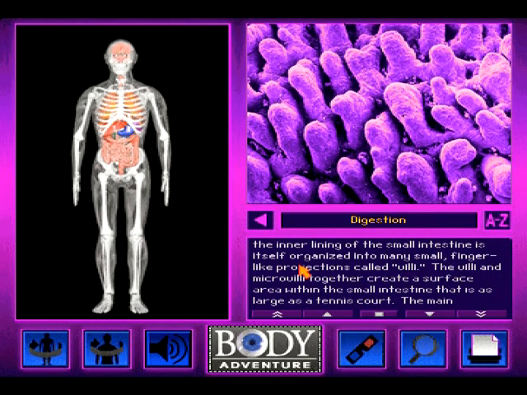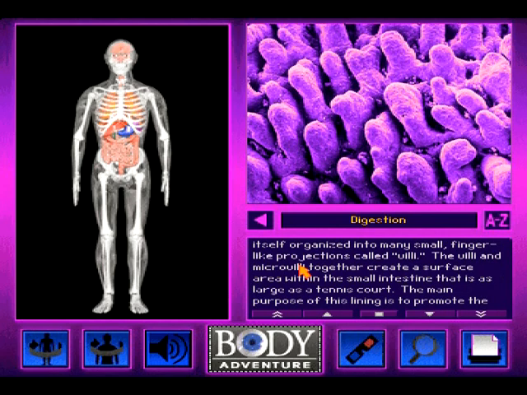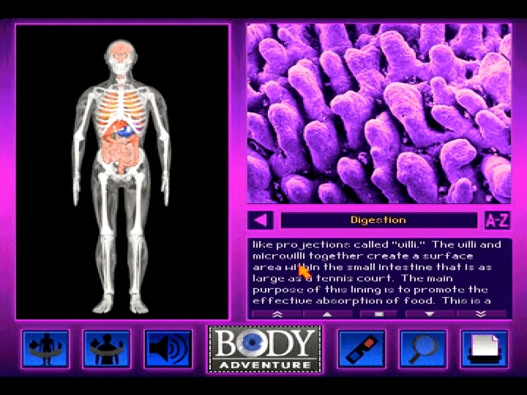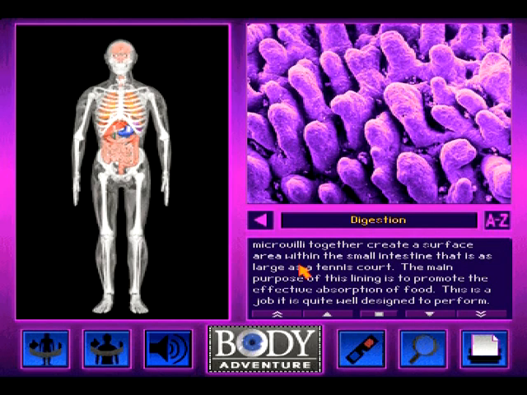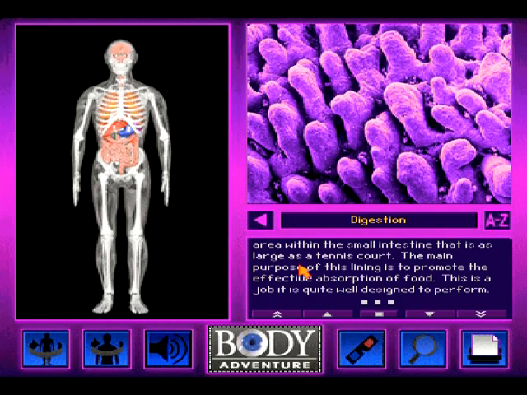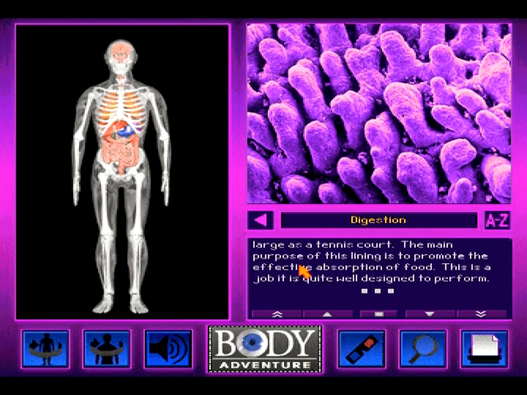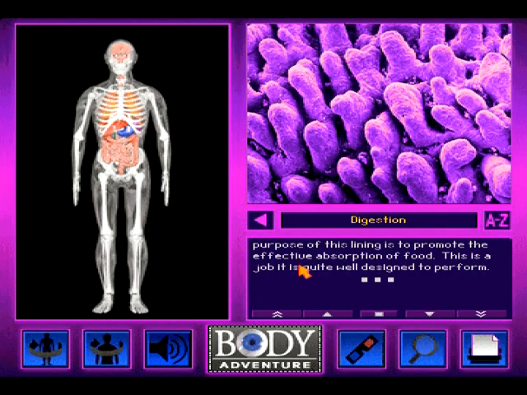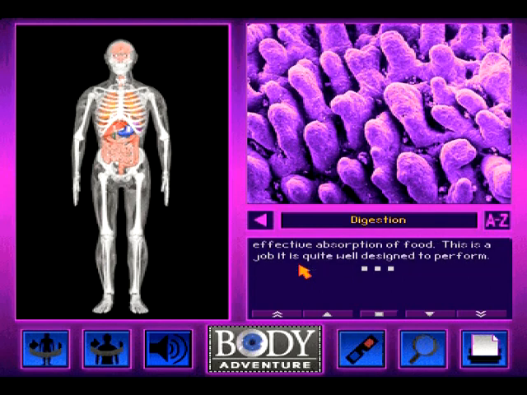The villi and microvilli together create a surface area within the small intestine that is as large as a tennis court. The main purpose of this lining is to promote the effective absorption of food. This is a job it is quite well designed to perform.